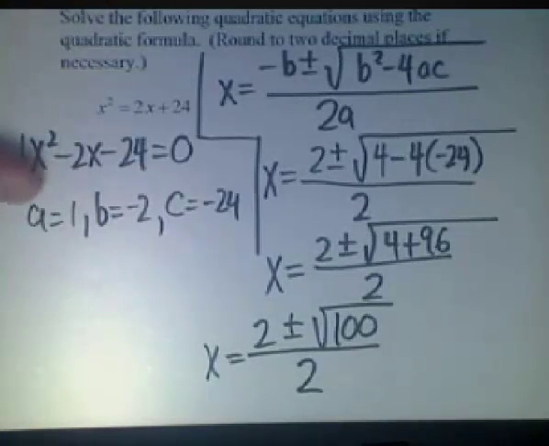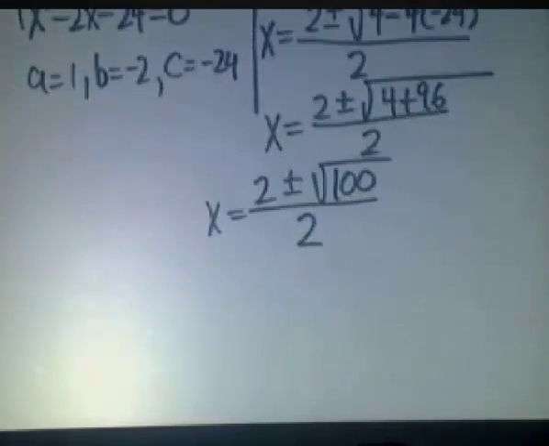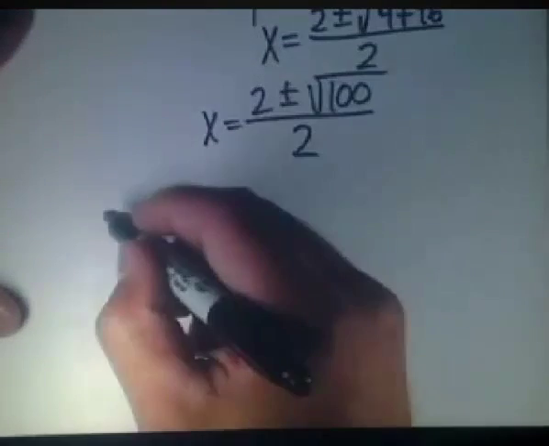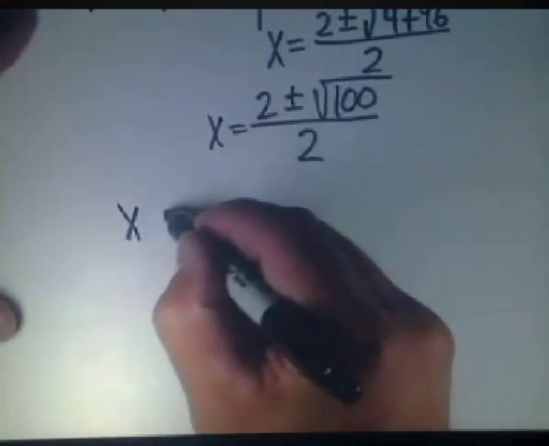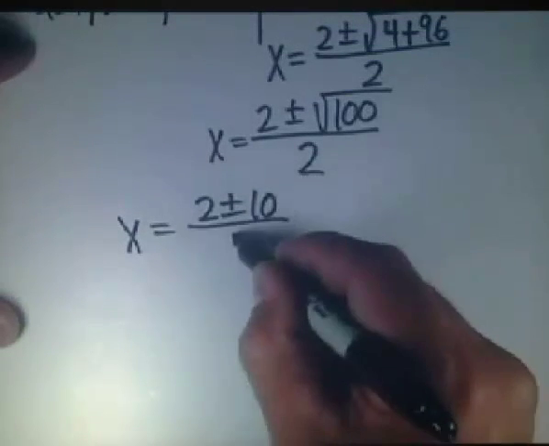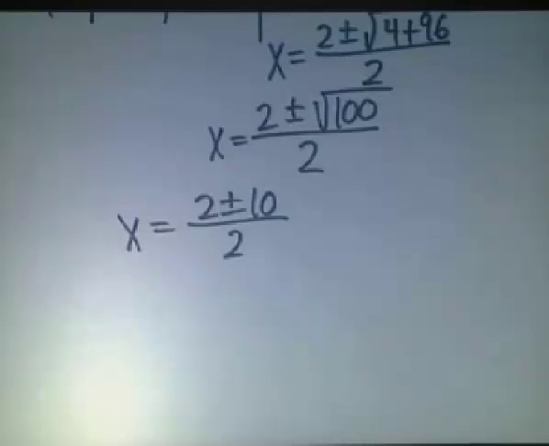Slide this up a little bit and look at our problem further. We need to simplify the radical. The square root of 100, we know that to be 10. So let's write out our solutions here. X is equal to 2 plus or minus 10 all over 2. So let's break it into our two solutions.